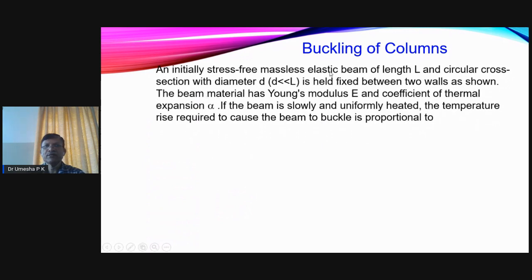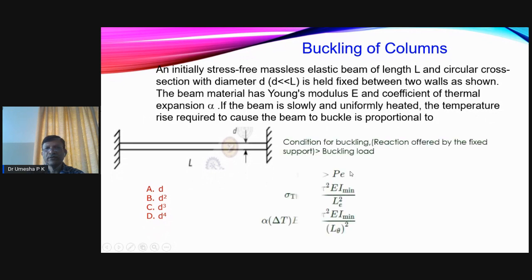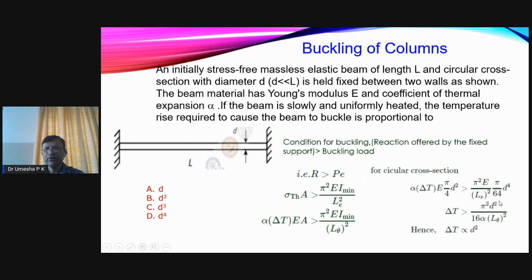Initially stress-free massless elastic beam of length L and cross section of diameter d, which is very small, is held between two walls as shown in the figure, and Young's modulus is given. The beam is slowly and uniformly heated to a temperature. Here the temperature problem is also given. This is the length. So what they're asking is the proportionality. So here mainly you calculate the temperature stresses. Once we calculate and simplify that, we will get delta T proportional to D square, the diameter of the bar.